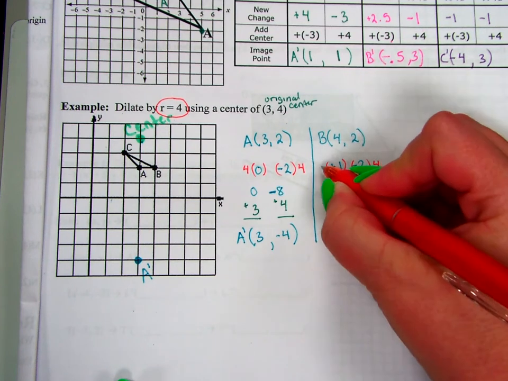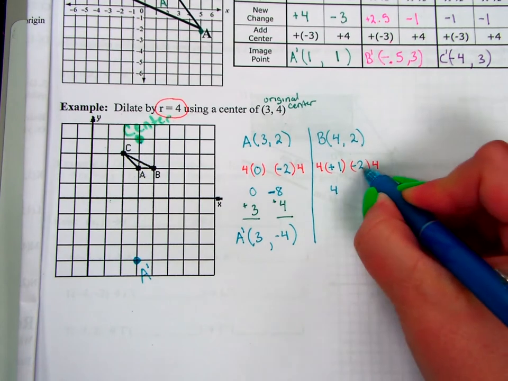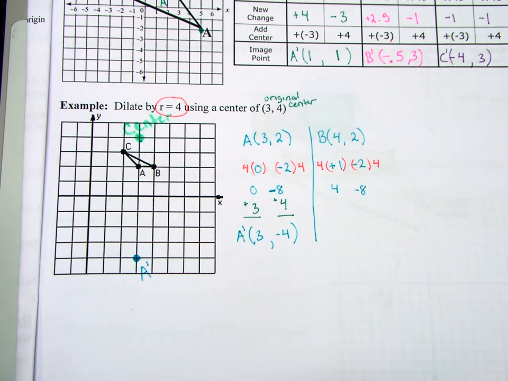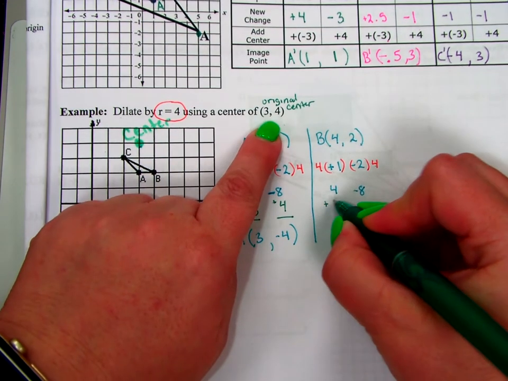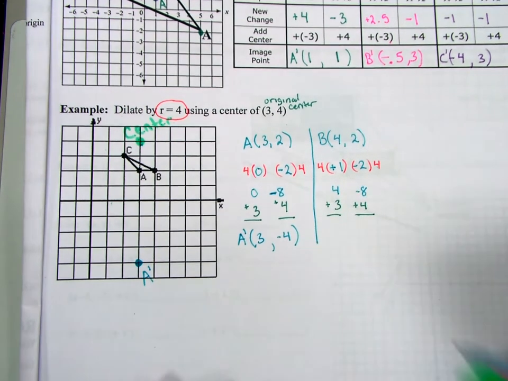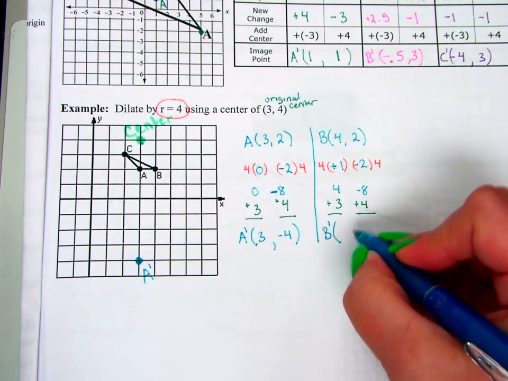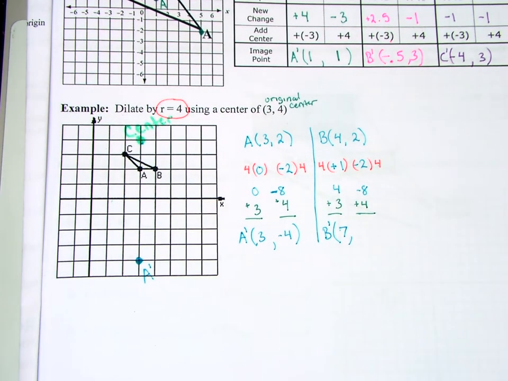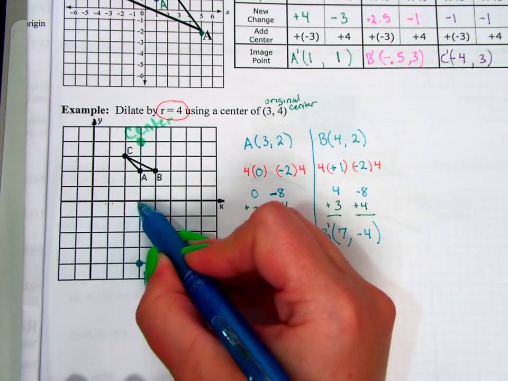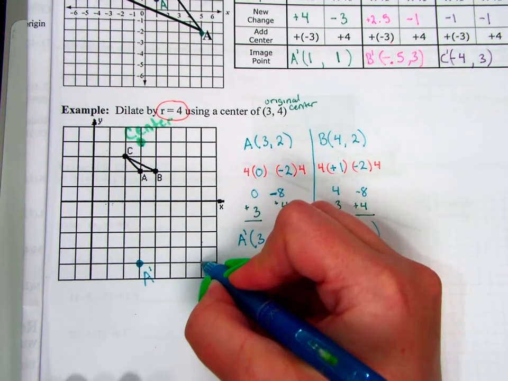I'm going to take that and multiply it by the scale factor 4. 1 times 4 is 4. And negative 2 times 4 is negative 8. And then I'm going to take my original center and add the 3 and add the 4. And that will give me B prime. 4 plus 3 is 7. Negative 8 plus 4 is negative 4. 7, negative 4.